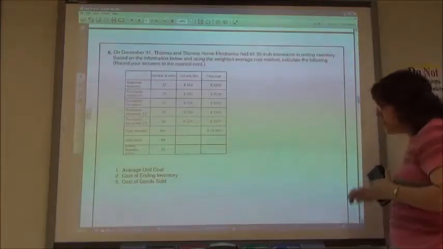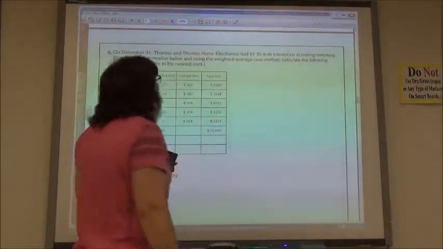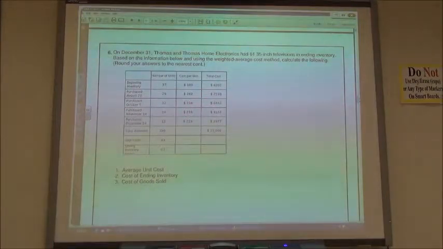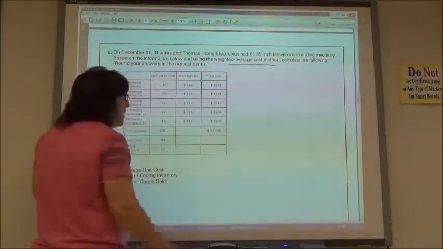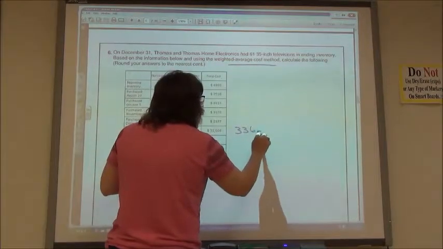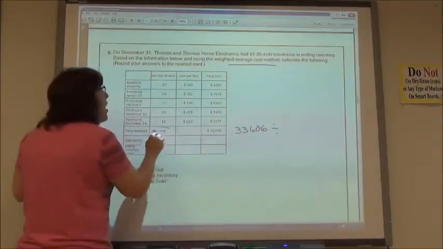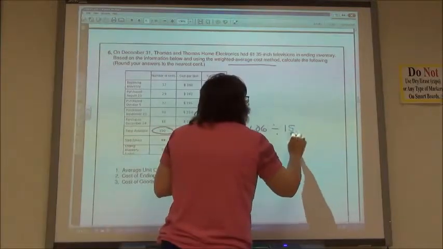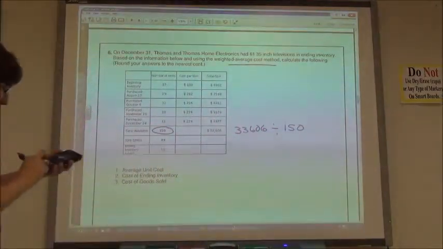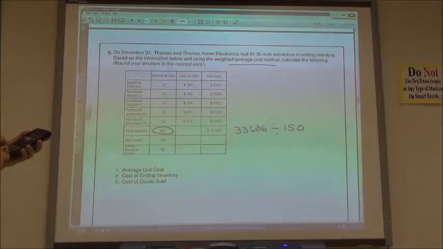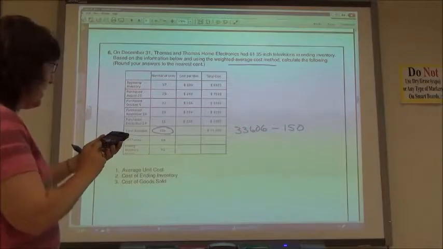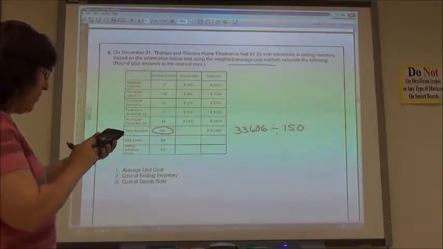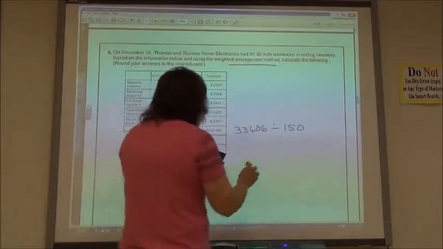Number 6 says, on December 31st, Thomas & Thomas Home Electronic had 61 35-inch televisions in ending inventory. Based on the information below, use the weighted average cost method. Average cost. My total cost was $33,606. I bought 150 of my televisions. What is the average cost? $13,606 divided by 150 means the average cost, that doesn't look right, let me try that again, $33,606 divided by 150, $224.04.